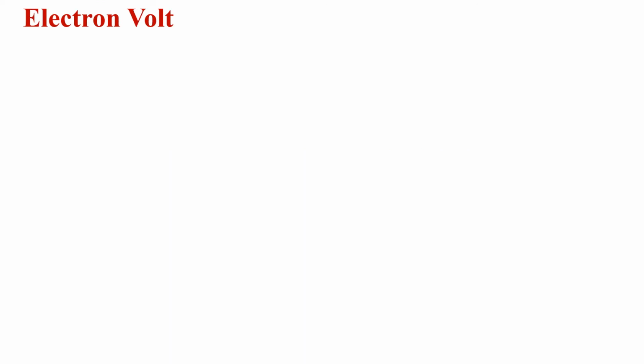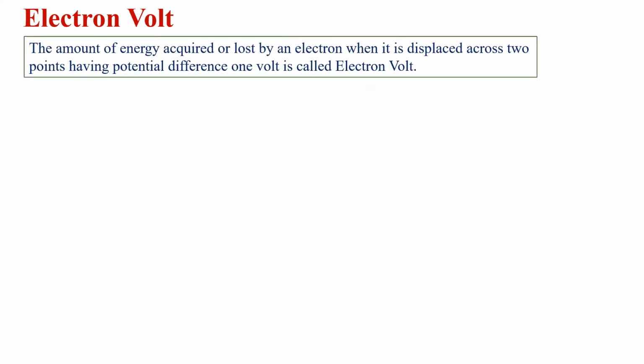Electron volt. When we move an electron from one point to another, keeping the potential difference 1 volt, the energy this electron gains or loses is known as an electron volt. As we know, work done is equal to Q into V. Here Q is the magnitude of charge and V is the electric potential difference.